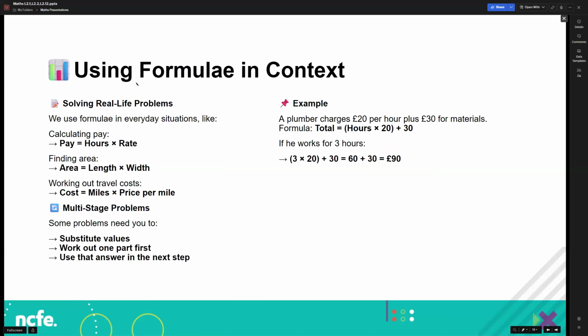So using formula in context, calculating your pay, right? So let's do daily pay, right? So say you work 7 hours in a day.